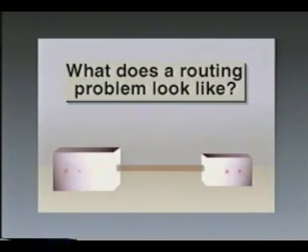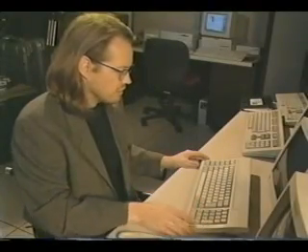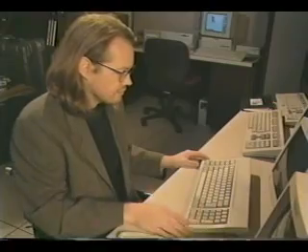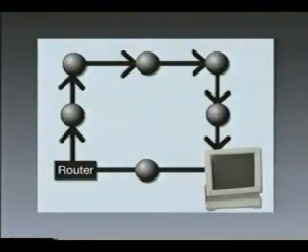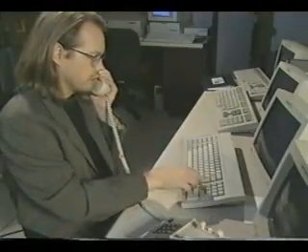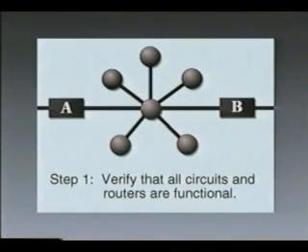A routing problem can manifest itself in a couple of ways. Everything seems up, but no packets are flowing between nodes. Or, the packets go the wrong way. How do you fix a routing problem? First, verify that all circuits are up and that all the routers are up and running.